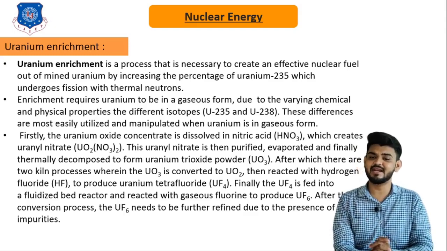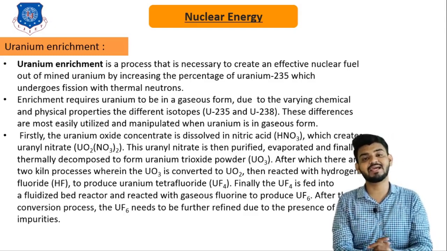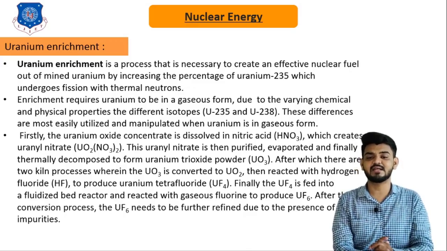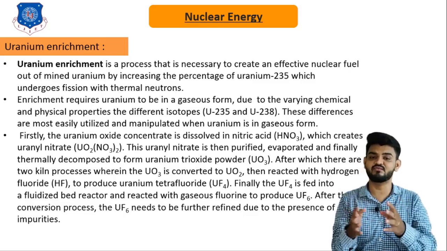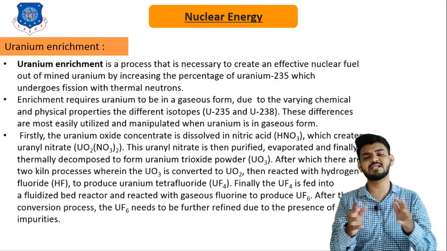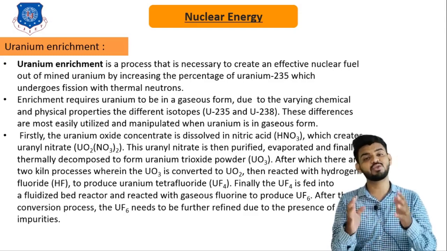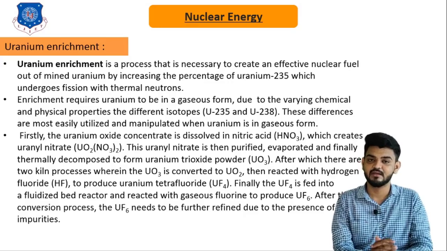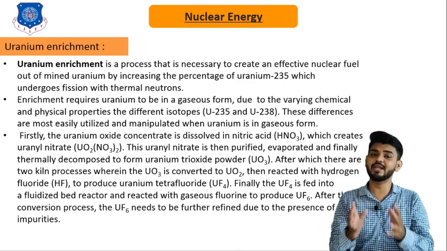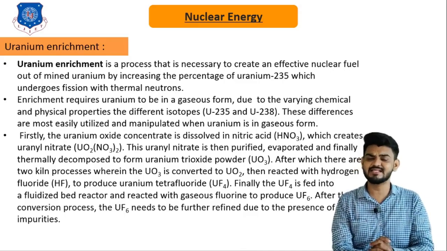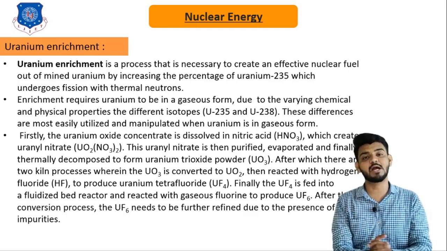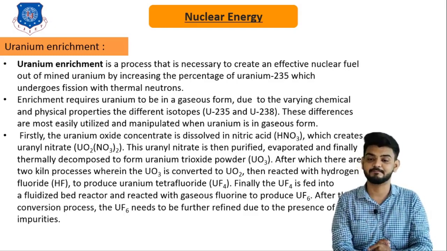This enrichment requires uranium to be in a gaseous form due to the varying chemical and physical properties of different isotopes such as uranium-235 and uranium-238. These differences are most easily utilized and manipulated when uranium is in the gaseous form. So the first criterion for uranium enrichment is that the uranium must be in the gaseous form, as it is easy to treat and manipulate the properties of gaseous uranium compared to the solid form of uranium.